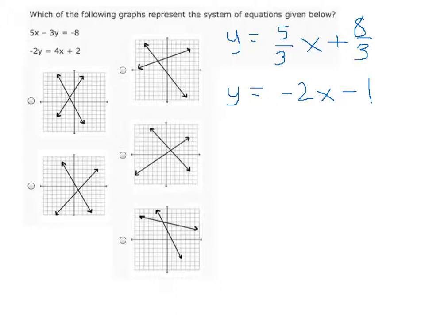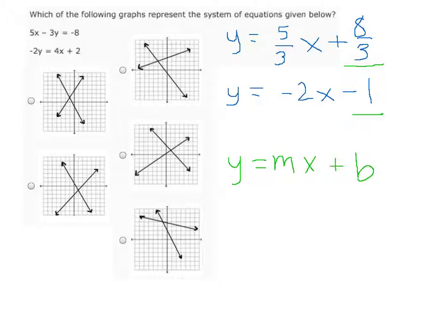If you remember, in our slope-intercept form, we have y equals mx plus b, and our b is representing our y-intercept. So if we look at each equation, we know that one line is going to intercept at 8/3, which is the same as 2 2/3, and one is going to intercept at -1. So we can begin by going through each of these graphs and looking to see which ones intercept at 2 2/3 and which ones intercept at -1.